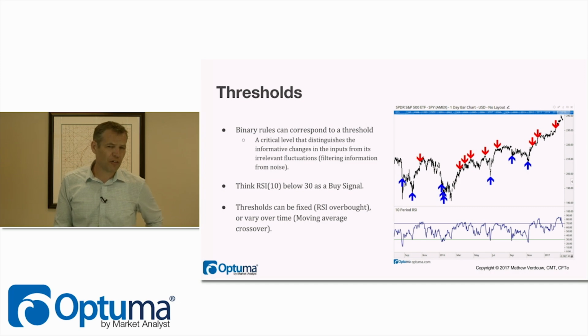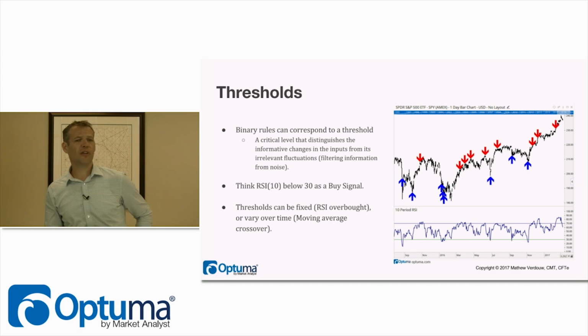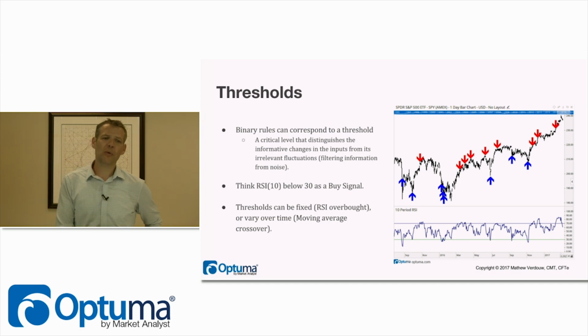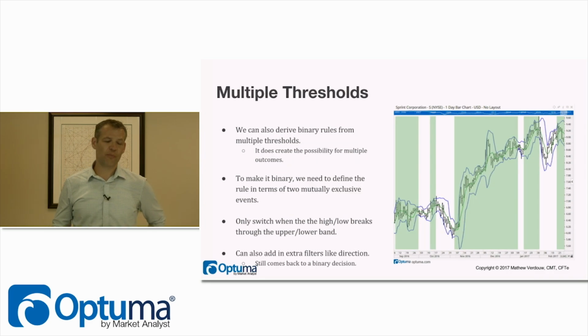So price crossing above and beneath a moving average may be the threshold that I'm using for my binary rule, but it is one that varies and obviously changes. It's not a fixed number. The other thing obviously we can do is multiple thresholds. So in this case, I've got some Bollinger Bands around the price action of Sprint Corp.